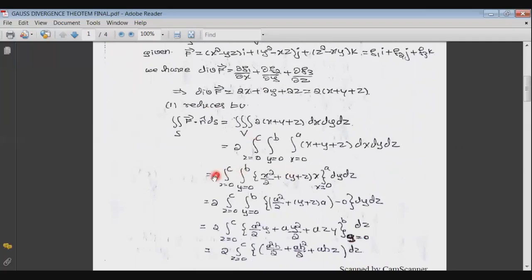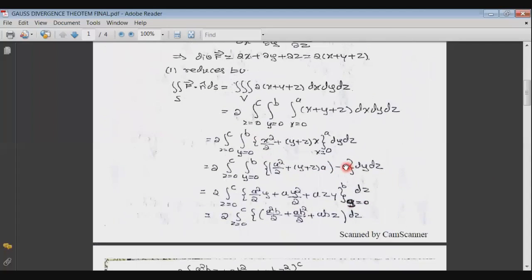If we go on to integrate, that is 2 times, keeping the other two integrals as they are, x with respect to x is x square by 2 plus yz, which is a constant with respect to x, so integrating gives yz into x. You have to take the limit from 0 to a, and next you have to integrate with respect to y, then with respect to z. Wherever x is there, if you take a, it becomes a square by 2 plus (y plus z) into a. Since the lower limit is 0, that goes to 0.